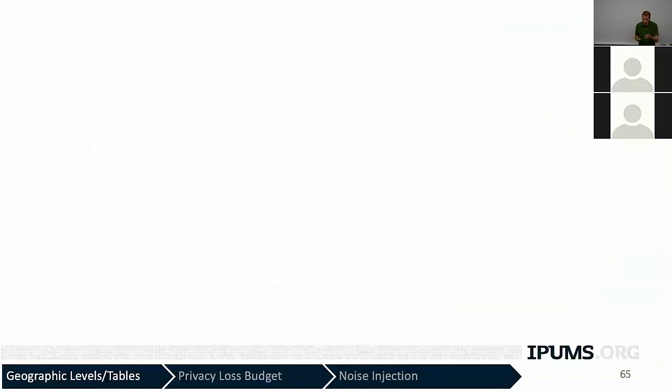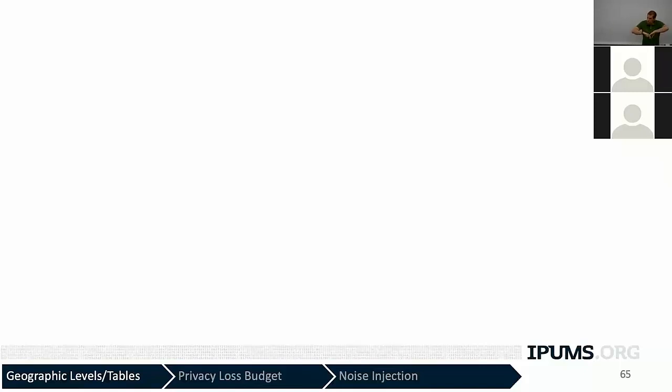Okay, so we've got geographic levels and they have a fraction. We've got tables, they have fractions. We have this cross product. We now know how much of the privacy loss budget gets assigned. But you'll notice we haven't talked at all about what the actual privacy loss budget is. These two things are decided on independently from one another, right?